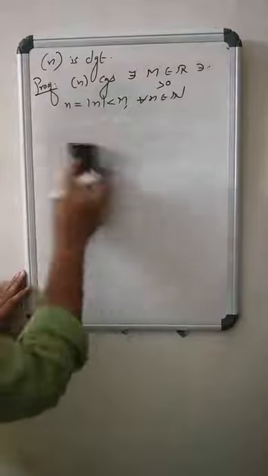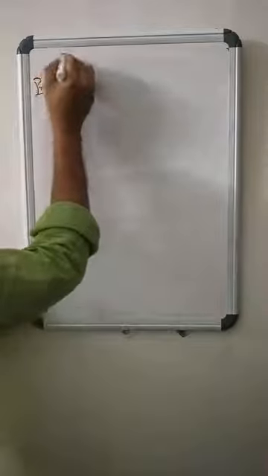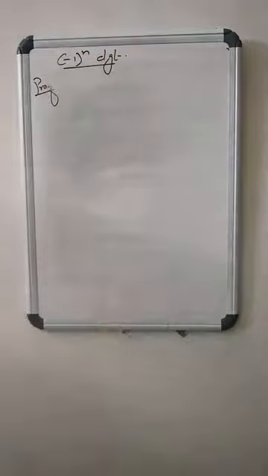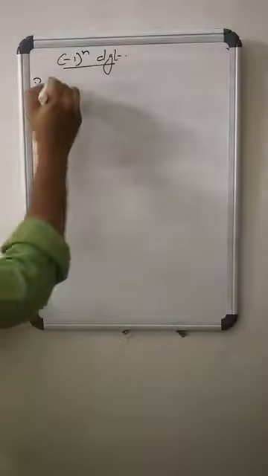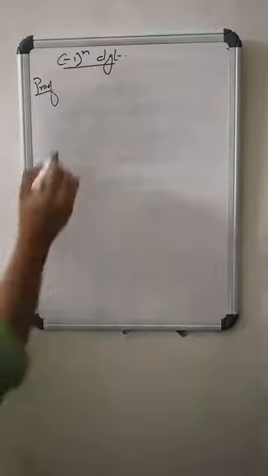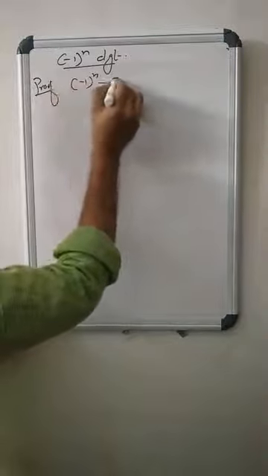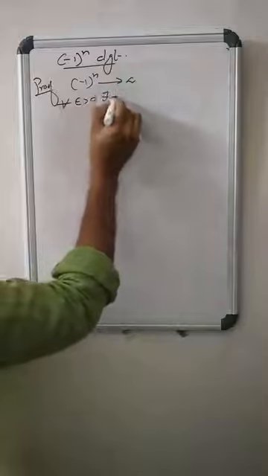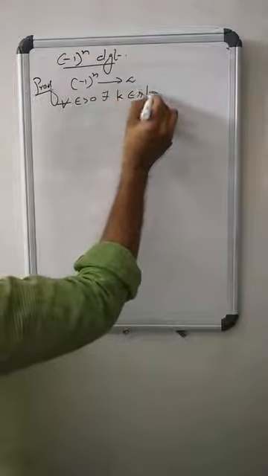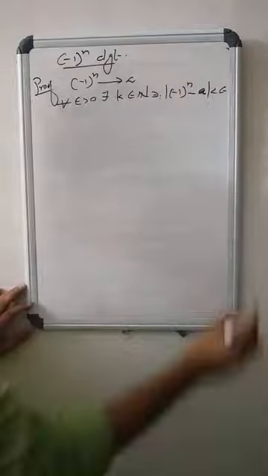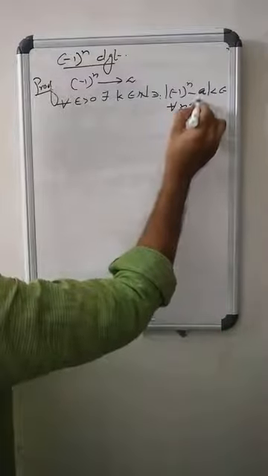Now what about the sequence minus 1 all power n? To prove the sequence minus 1 all power n is divergent, how? If possible, suppose the sequence minus 1 all power n converges to a particular number a. So what do you get? That means for all epsilon positive, there exists a natural number k such that modulus of minus 1 power n minus a is strictly less than epsilon for all n greater than or equal to k.